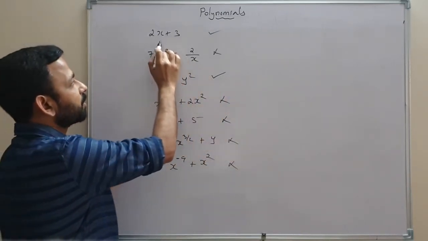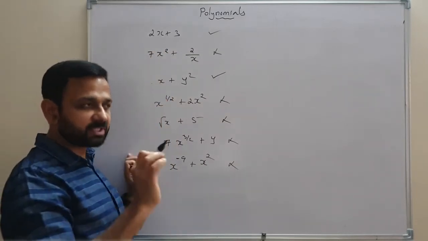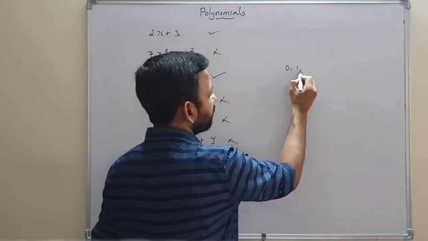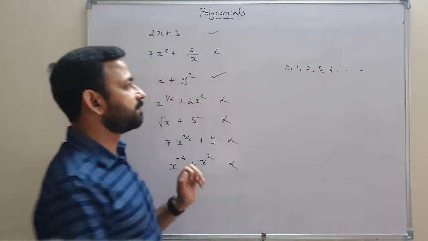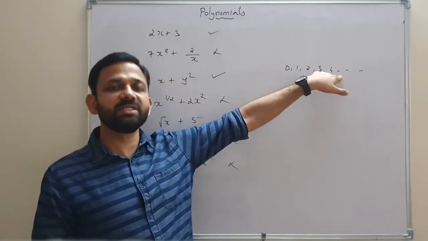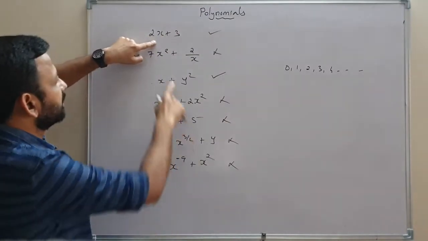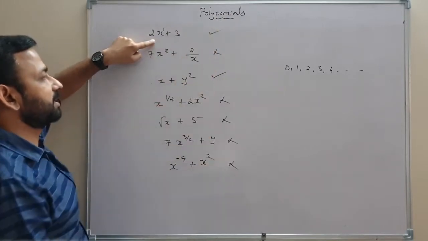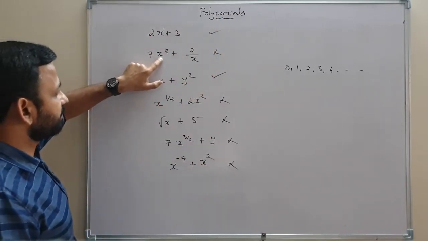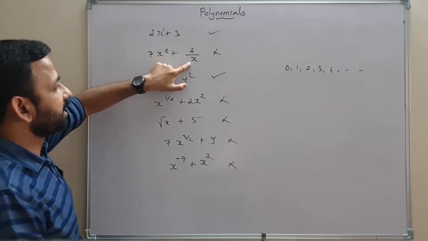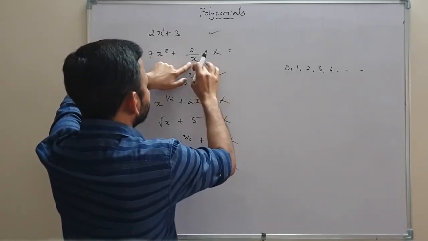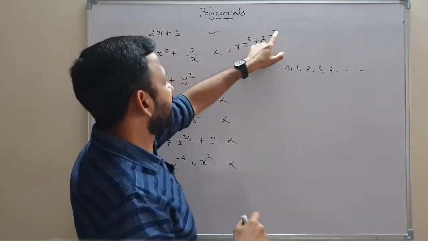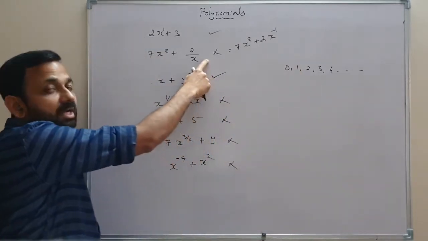So a polynomial is an algebraic expression in which the powers of the variables are whole numbers: 0, 1, 2, 3, 4, etc. If the powers of the variables are whole numbers, then it is a polynomial. Here the power of the variable x is 1, and 1 is a whole number, so this is a polynomial. And here the power of x is 2, a whole number, but here x is in the denominator. When we take that x from denominator to numerator, 7x square plus 2 into x raised to minus 1. Minus 1 is not a whole number, therefore this is not a polynomial.